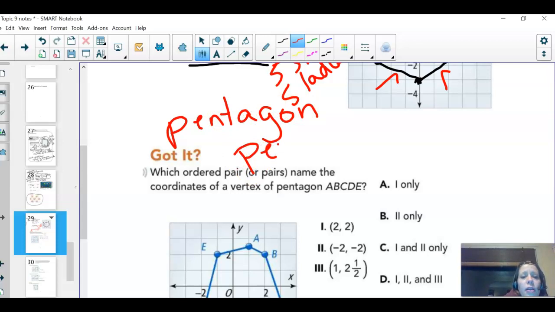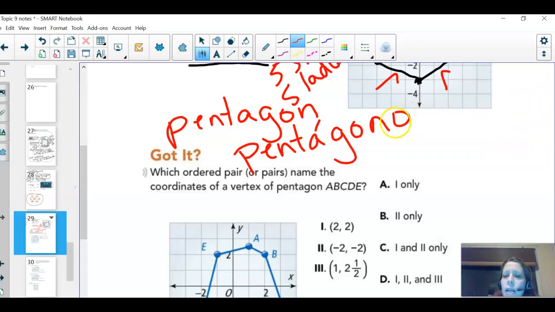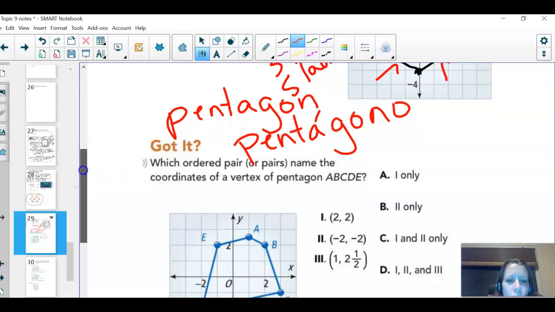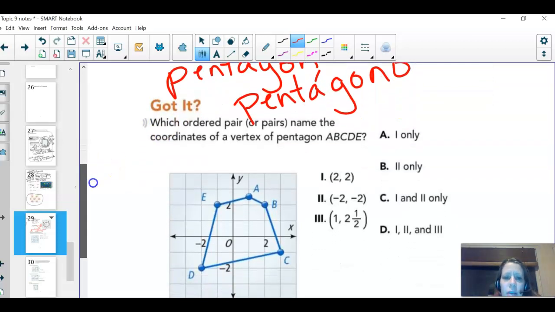And in Español, pentágono. Okay, so it's really similar. It has an O and it has an accent on the A. Okay, es muy similar. Tienes un O al final de la palabra y un acento en la A. So which order? Let's go ahead and try this one.